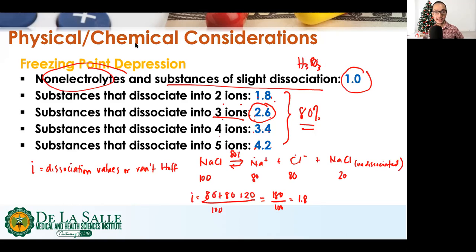Some examples of non-electrolytes, just in case you were not able to take note of them last time, are the following: urea, dextrose, or any other sugars. These are our examples of non-electrolytes. You can also include here most organic compounds, organic substances which are not ionized. As long as they are undissociated at a particular pH value, then they are non-electrolytes.